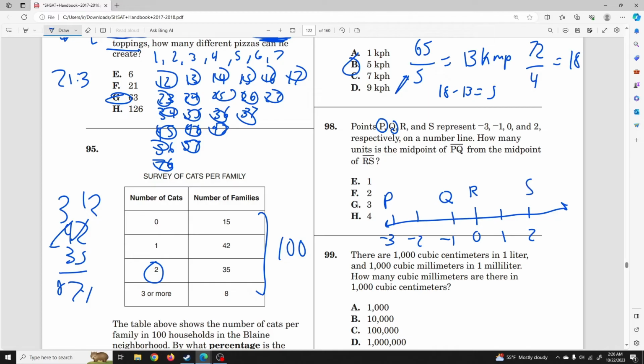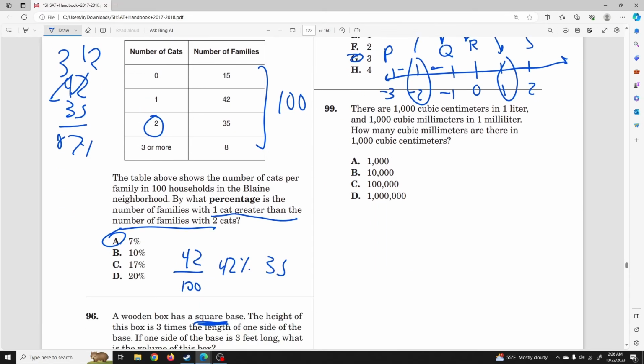So how many units away is the midpoint of PQ? So the middle point from P and Q, that's going to be -2, right? It's in the middle, as you can see. How far is the midpoint of PQ from the midpoint of RS? The midpoint of RS is going to be 1. It's in the middle. So how many units is -2 away from 1? It's going to be 3 units, because you need to do 1, 2, 3 jumps to get there.